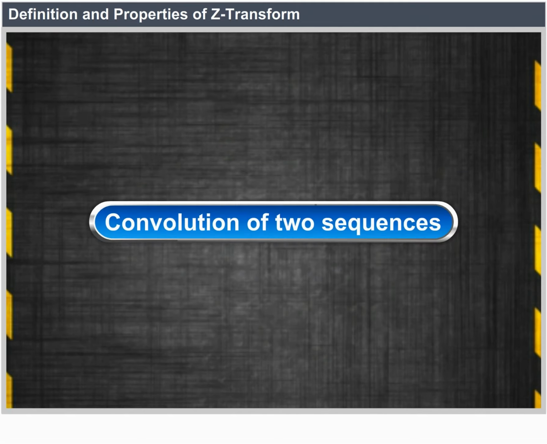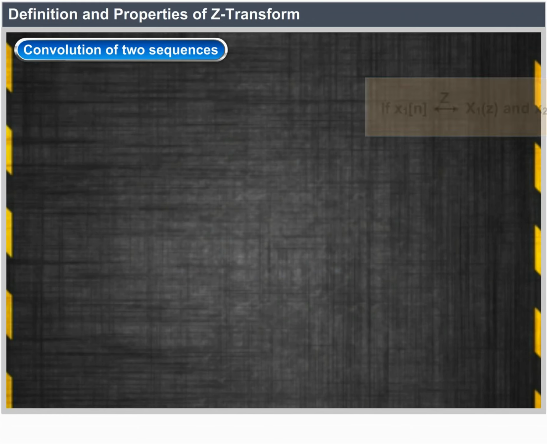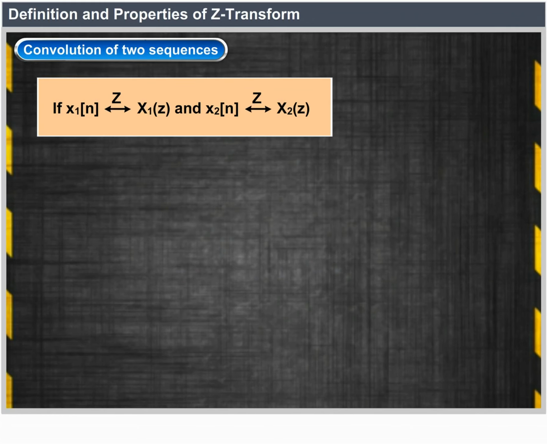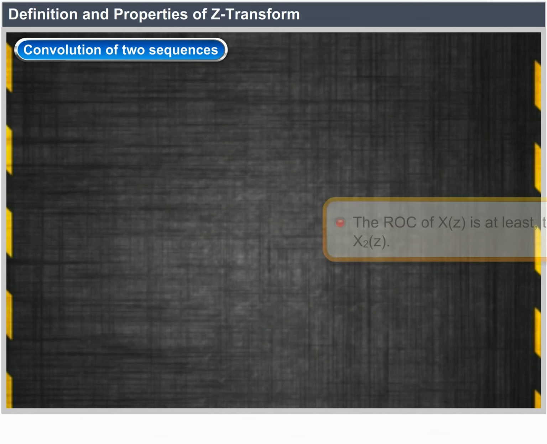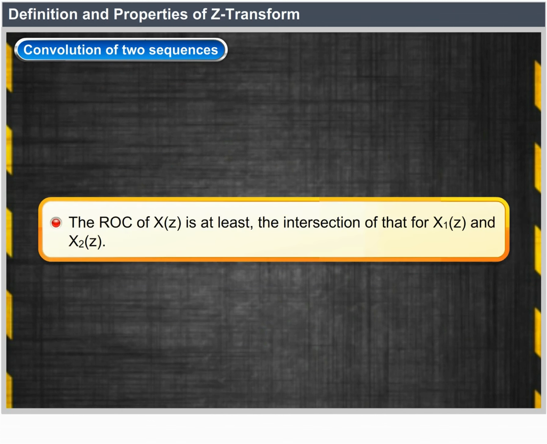Convolution of two sequences. If x1 of n is related to X1 of z and x2 of n is related to X2 of z, then x of n equal to x1 of n star x2 of n is related to X of z, which is equal to X1 of z into X2 of z. The region of convergence of X of z is at least the intersection of that for X1 of z and X2 of z.